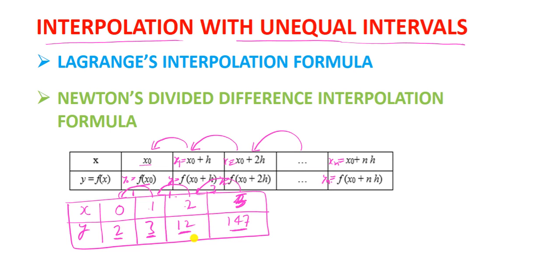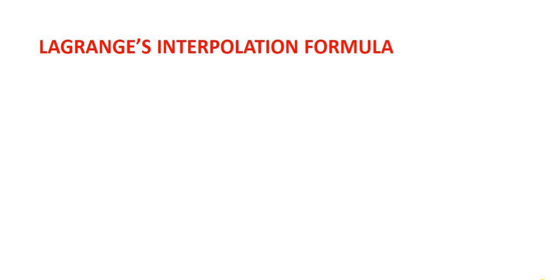So when intervals are unequal, we apply two interpolation formulae. The first formula is known as the Lagrange interpolation formula and the second one is known as Newton's divided difference interpolation formula. First I will explain the Lagrange interpolation formula.